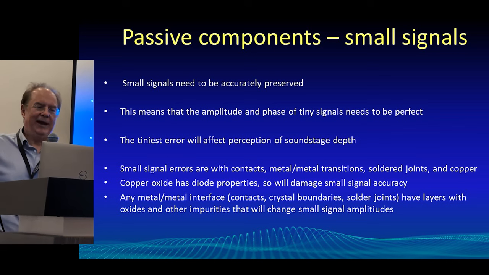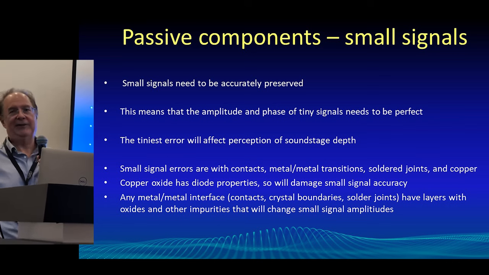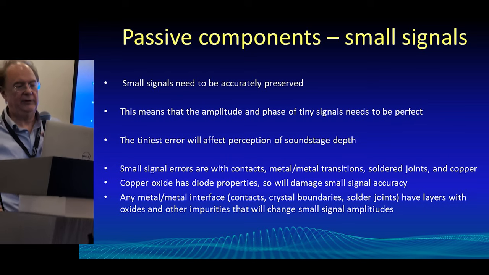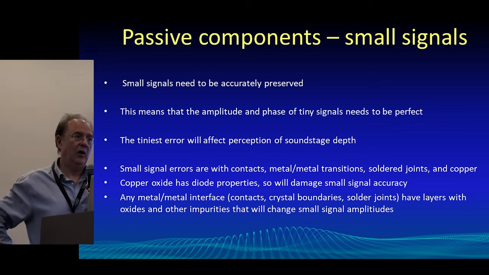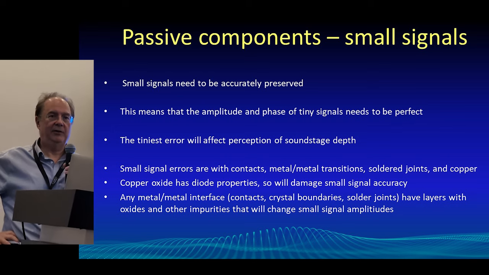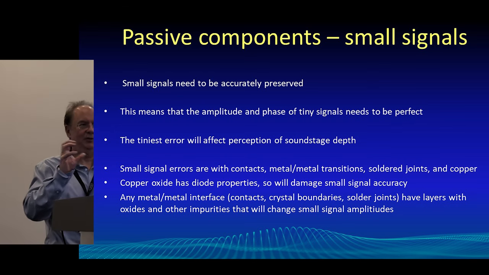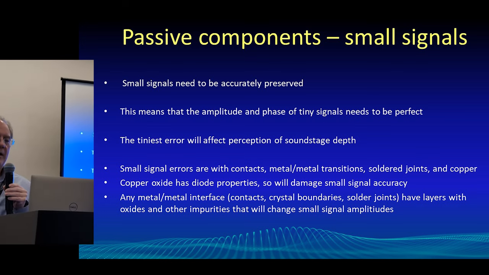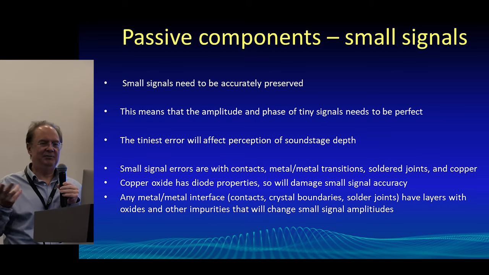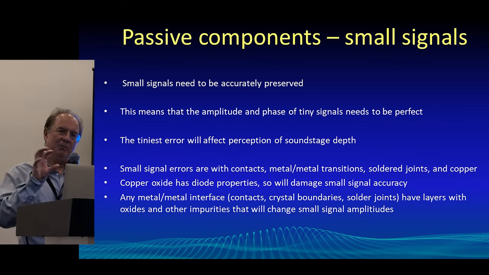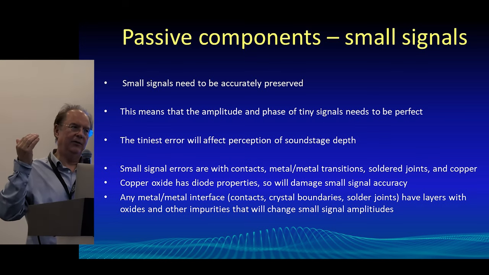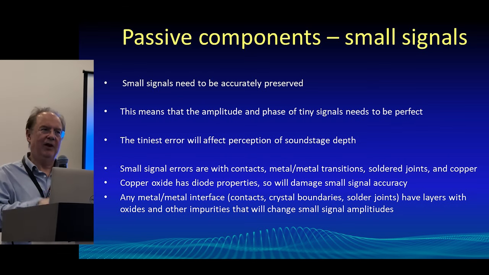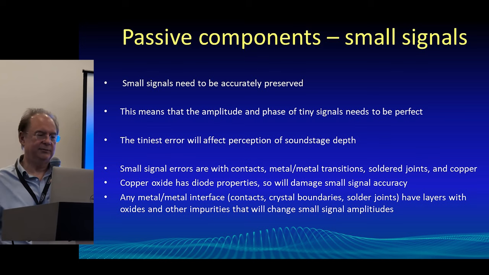Now, with analog components, you can get small signal errors in the same way that you can get it with noise shapers. And this happens with contacts, metal-to-metal transitions, solder joints, and copper. Copper oxide is a diode. And in fact, the old early radios used copper oxide to make your crystal set. The crystal was copper oxide. So it's diodic. What it means is your impedance for small signals is different to the impedance for large signals. Exactly the same that we have with noise shapers. Small signals aren't being resolved accurately compared to large signals.